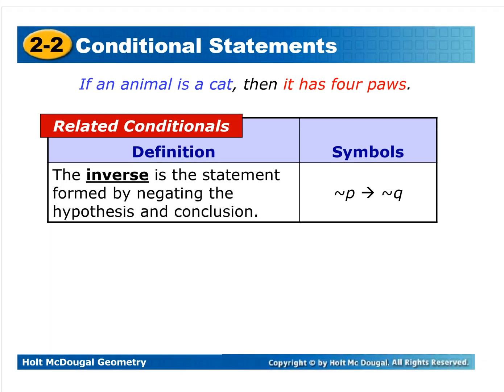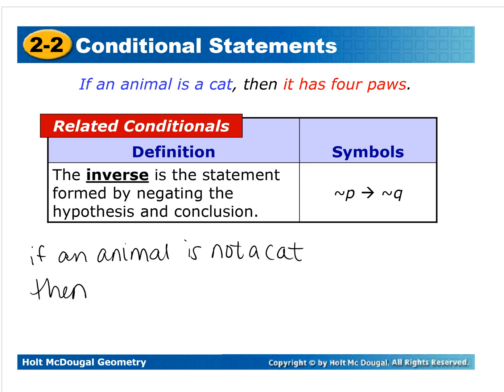Now let's figure out what our inverse is. So here's our original again. If an animal is a cat, then it has 4 paws. We're going to take that original and we're going to make it the not version. We're going to negate it. So if an animal is not a cat, see, I'm just putting the word not in there, then what do you think I'm going to do to the conclusion here? Then it's not. Or I could say that better, proper English. Then it doesn't have 4 paws. So what we did here is we just took the original and we just made it the not version.